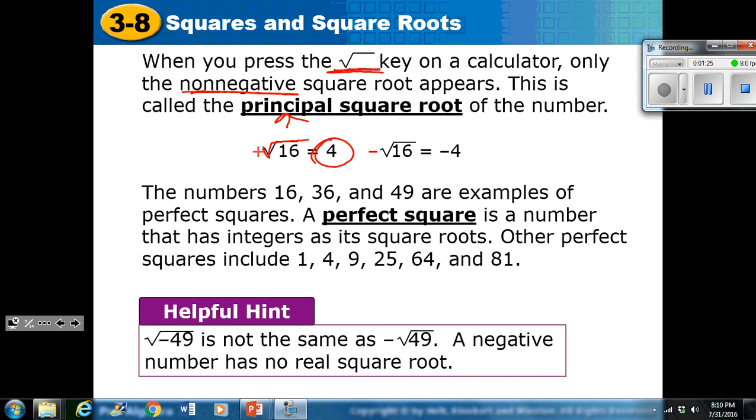This right here means if you were doing this on your calculator, you'd put in 16, then you'd hit the square root key, and then you'd hit the negative button, and that would equal negative 4.